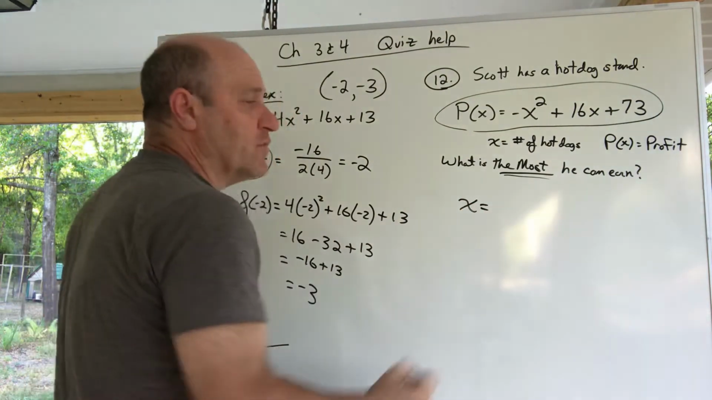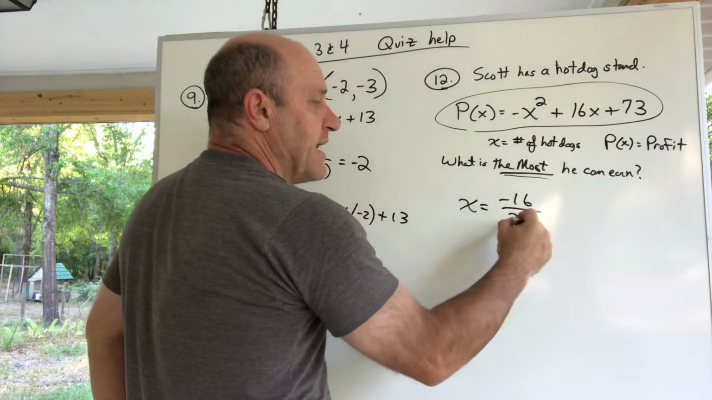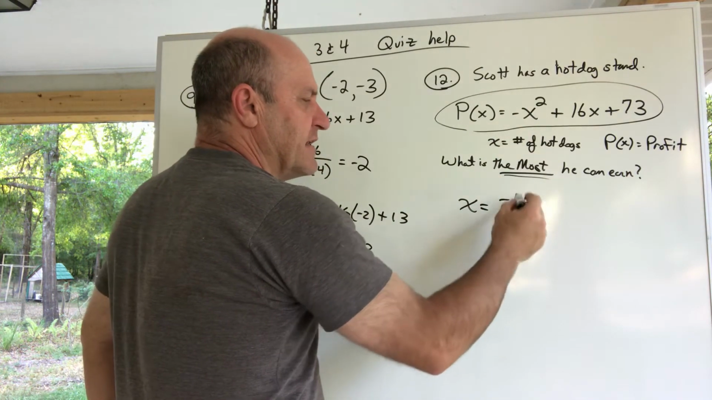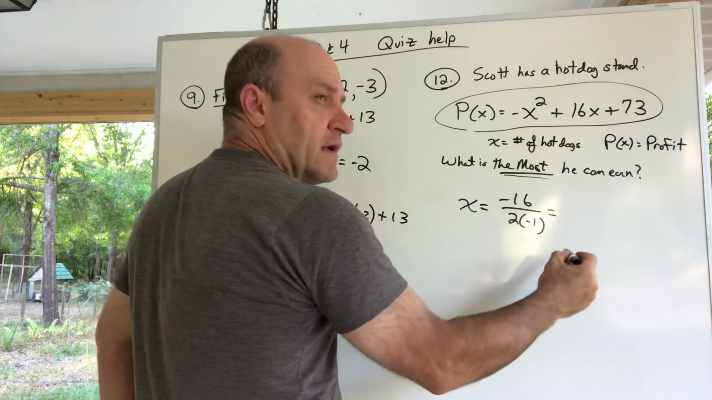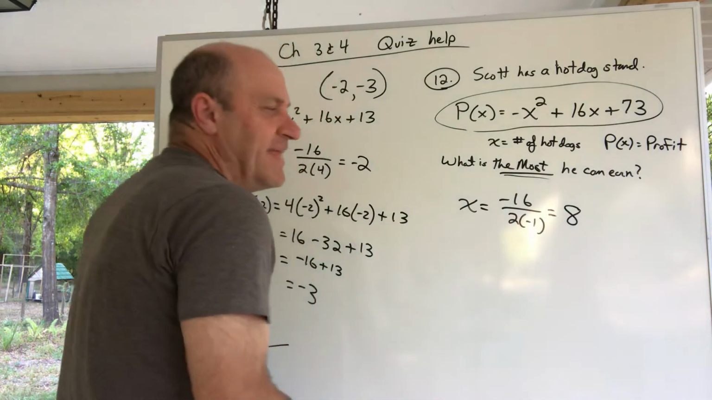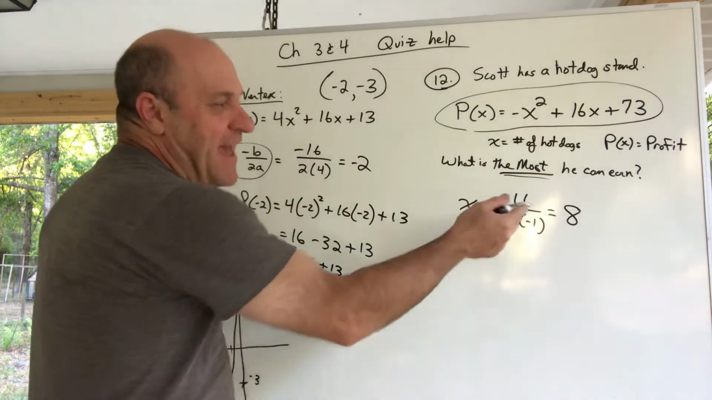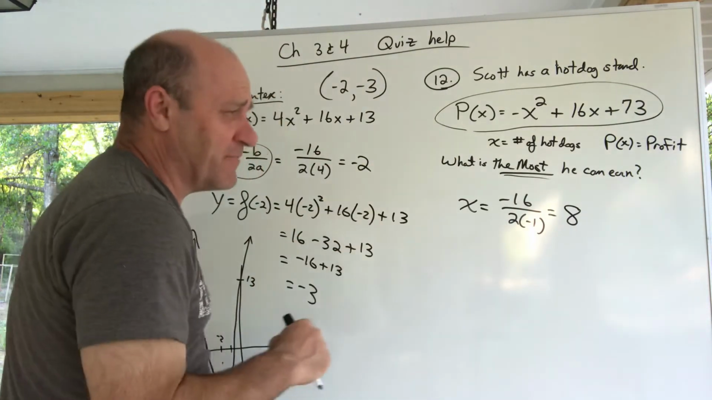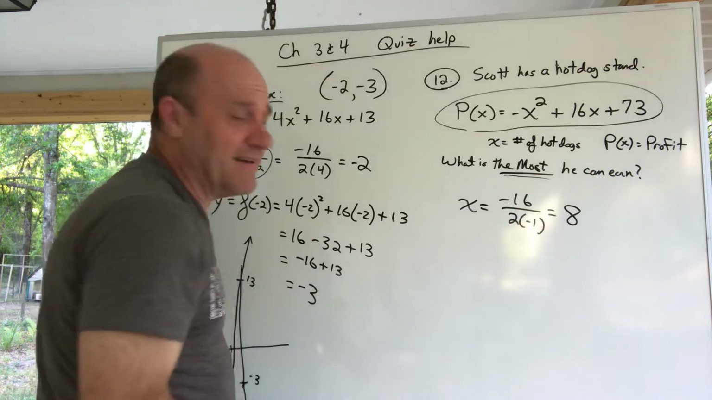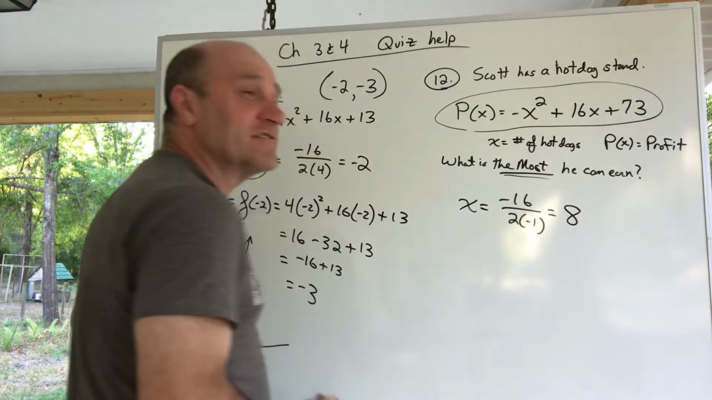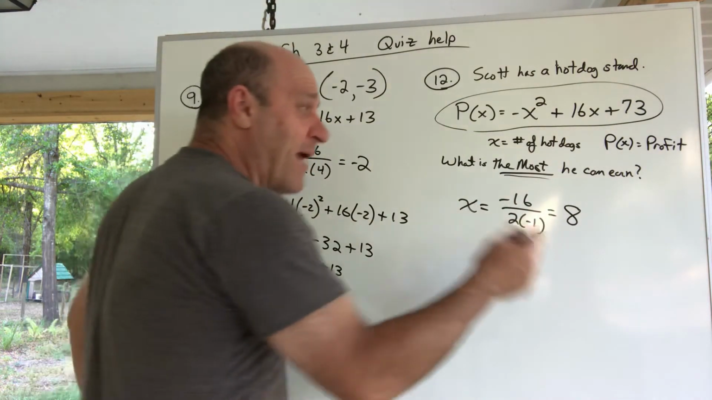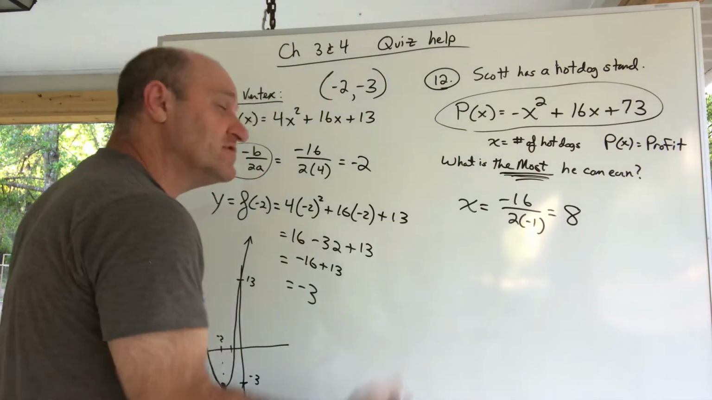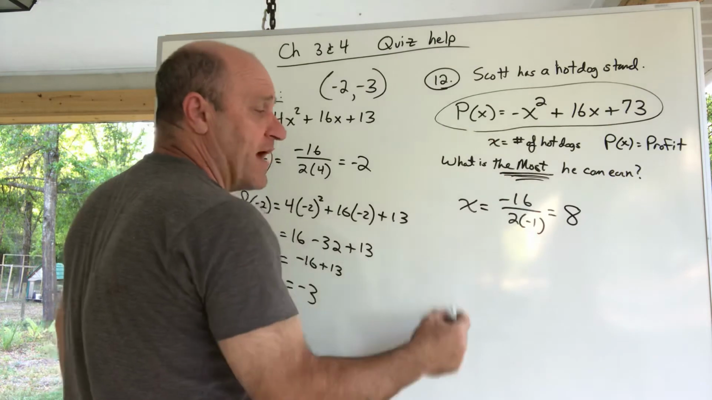I'll find x equals negative b over 2 times a. Now that a is a negative 1, negative b over 2. Okay, negative 16 over negative 2, that's a positive 8. Now that's not the answer. That's x, and that's the number of hot dogs he should sell for maximum profit, I suppose. I don't know why it's only 8 hot dogs, but anyway, if he sells 8 hot dogs, he'll have a maximum profit. What I want is the most he can earn. I want the profit. I want the y value.